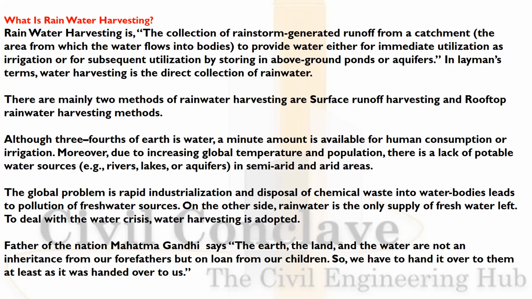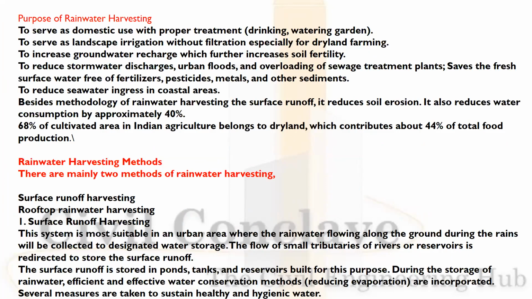Moreover, Mahatma Gandhi says the earth, the land, and the water are not an inheritance from our forefathers, but on loan from our children. So we have to hand it over to the next generation, as it was handed over to us. Purpose of the rainwater harvesting.